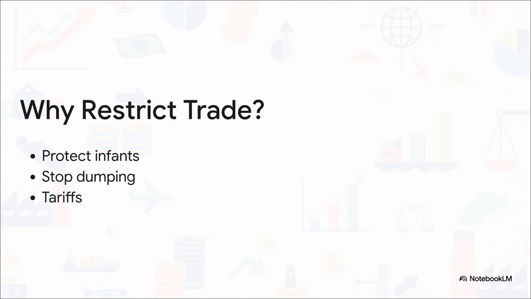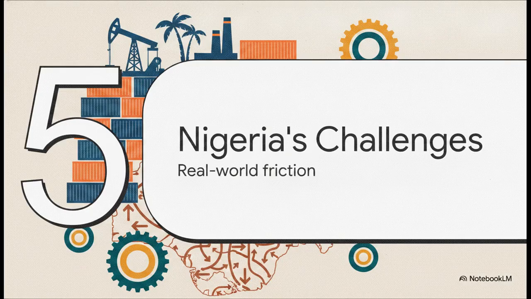To fight back against these threats, countries raise defensive shields. They use tariffs, which are just taxes on imports, or they set strict import quotas to limit the exact quantities of foreign goods allowed in. Sometimes they use outright embargoes. They can even deliberately devalue their own currency. By making their own money worth less, it suddenly makes buying foreign imports way too expensive for their citizens, which effectively chokes off demand. Finally, we arrive at Section 5, Nigeria's Unique Trade Challenges.